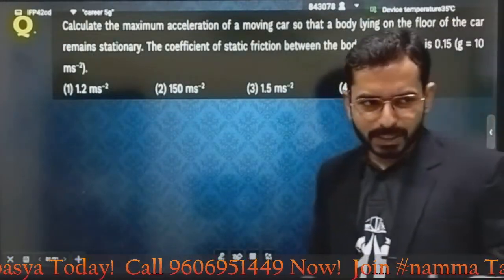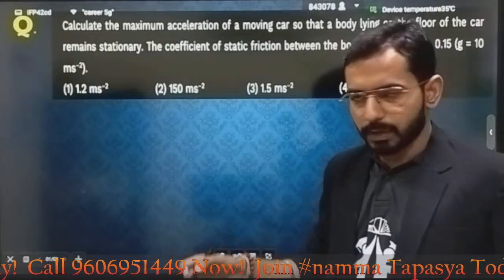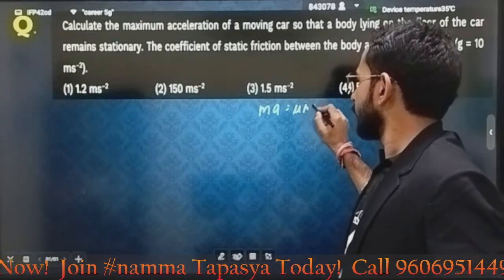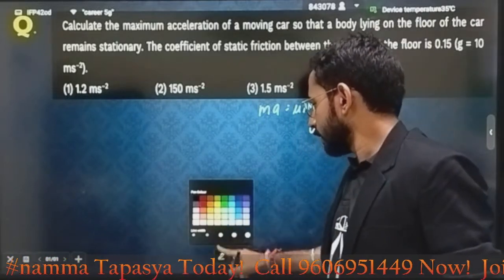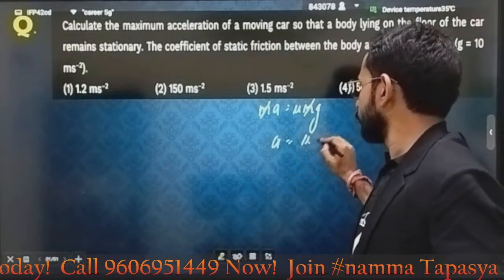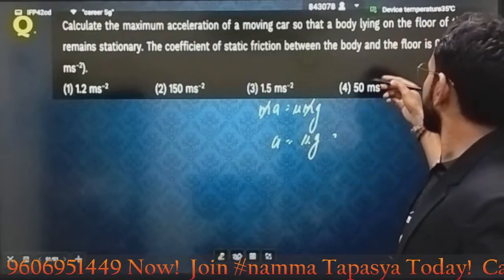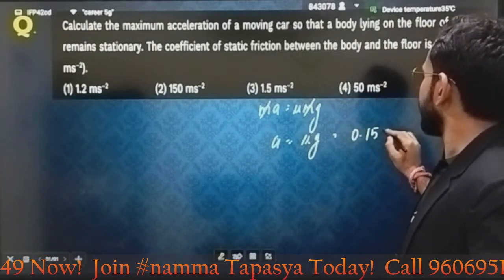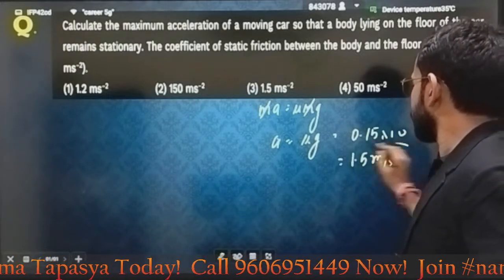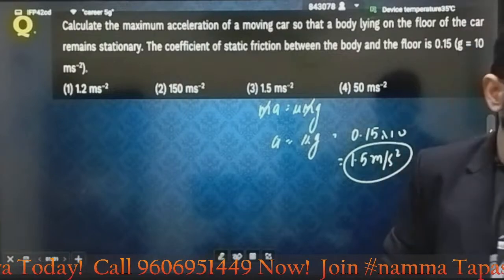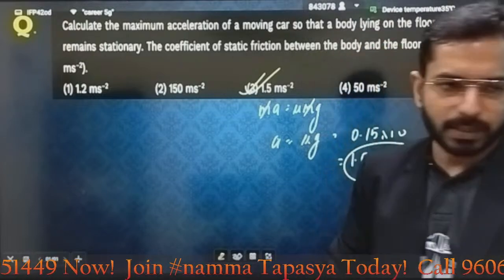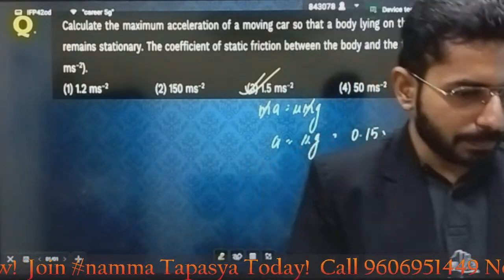So simply say friction is applied. In the reference frame of the car, if you write the equation, simply you can write ma, that is the pseudo force, is equal to mu mg, that is the friction force, correct? And now m will simply get cancelled and acceleration will be mu into g. What is mu? 0.15 into 10, that means 1.5 meter per second square. That will be your acceleration. Which option is coming correct? Simply option 3 is correct. Simple, clear.